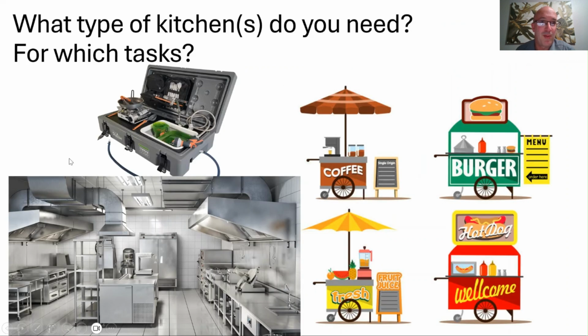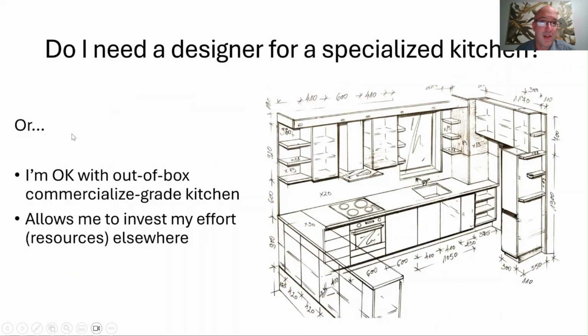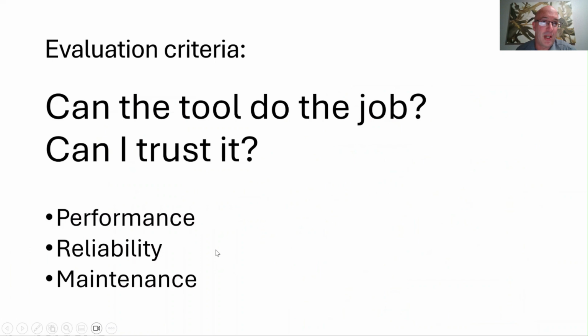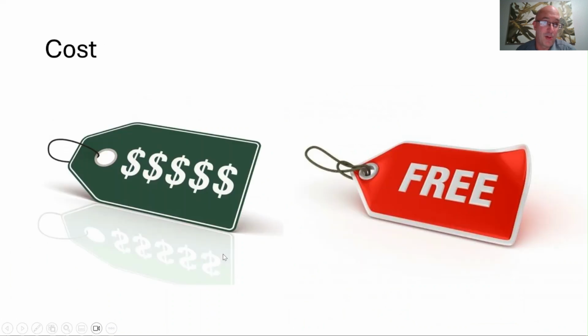So, if you ask yourself what type of kitchen you need and for which task, ask, do I need a designer for a specific kitchen? Or maybe I'm okay with an out-of-the-box commercial-grade kitchen because it has everything I need, which will also allow me to invest my effort and resources elsewhere. Here's a simple evaluation criteria. Can the tool do the job? Can I trust it? Look at performance, reliability, and maintenance. And of course, the cost. Teal is free.